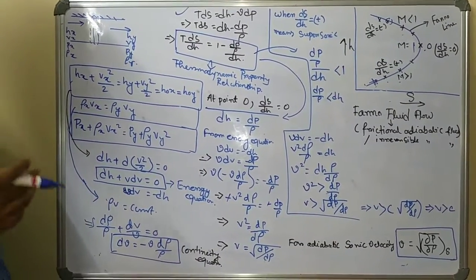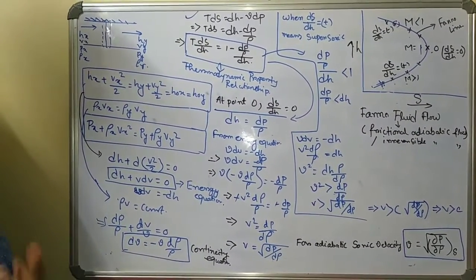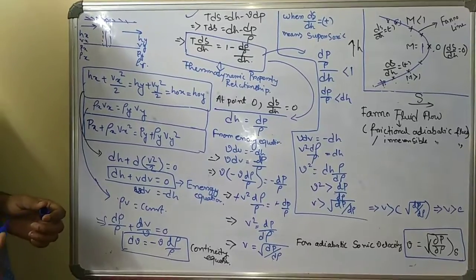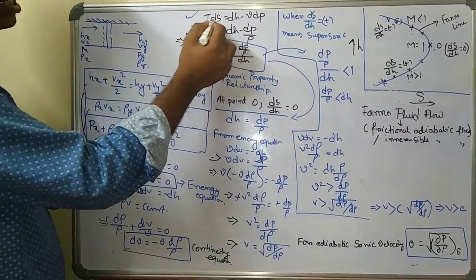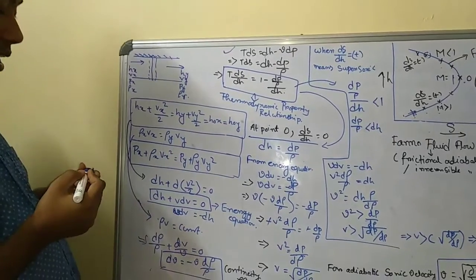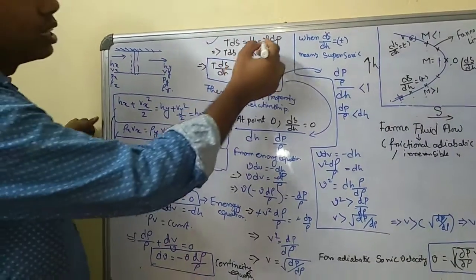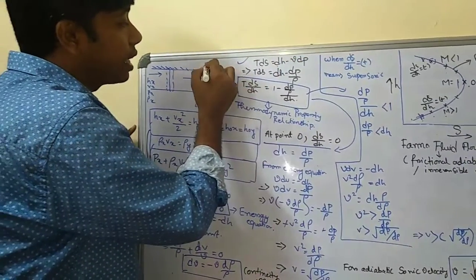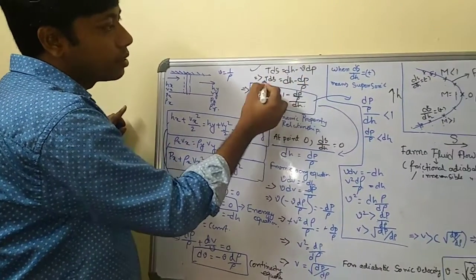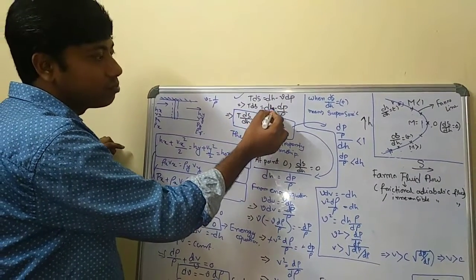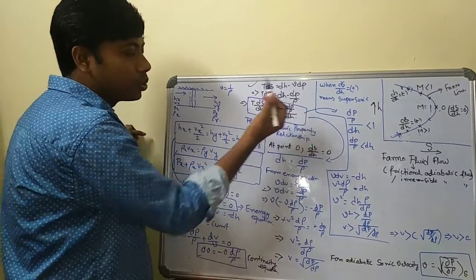You know that dq is equal to du plus dw, and in terms of that, dq is equal to TdS. So from that concept you can get this equation: TdS equal to dH minus VdP. Now, in terms of dP, V is equal to 1 by rho. So you can write this equation as TdS is equal to dH minus dP by rho.